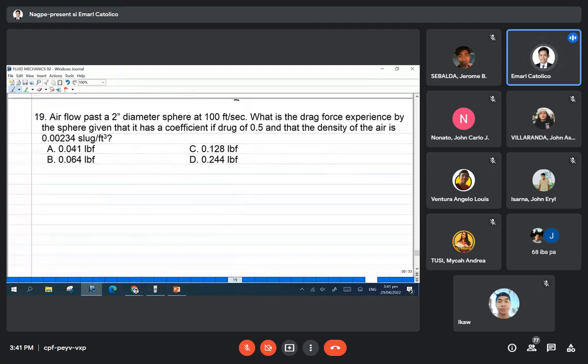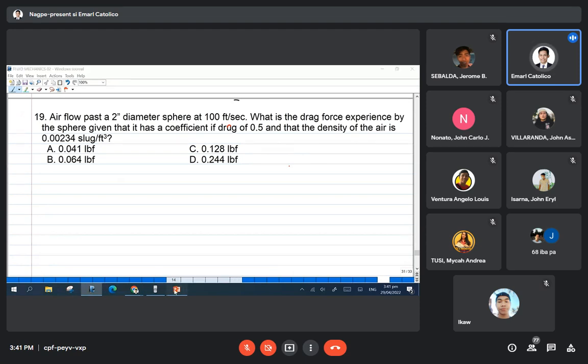Okay, so number 19, airflow past a 2-inch diameter sphere at 100 feet per second. What is the drag force experienced by the sphere given that it has a coefficient of drag of 0.5 and that the density of the air is 0.00234 slug per cubic feet. So number 19, under na siya ng drag force.